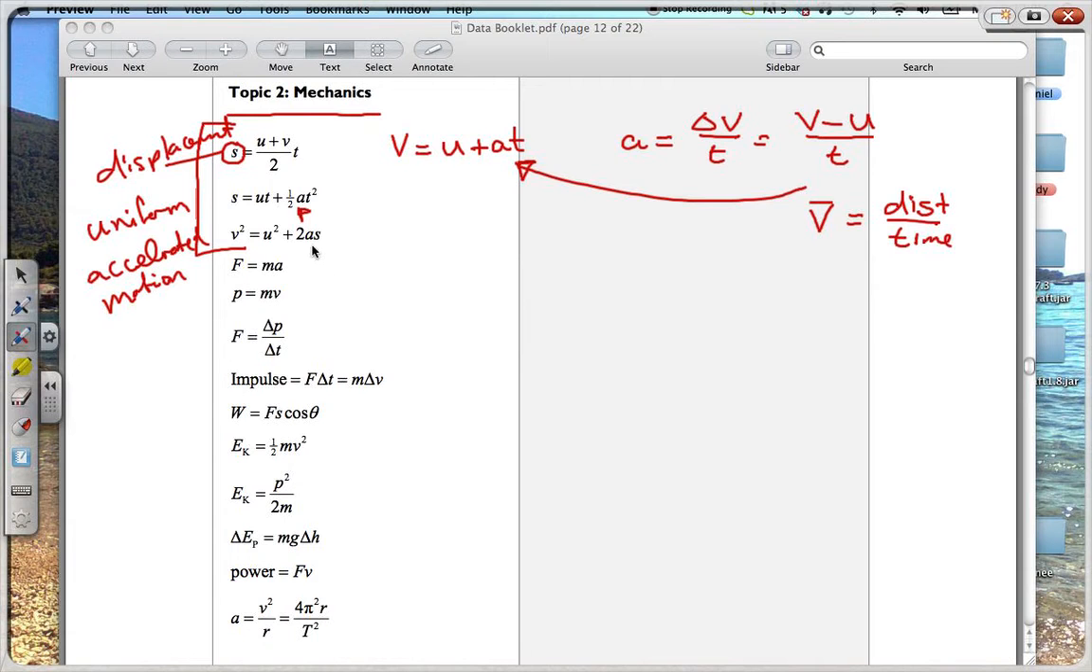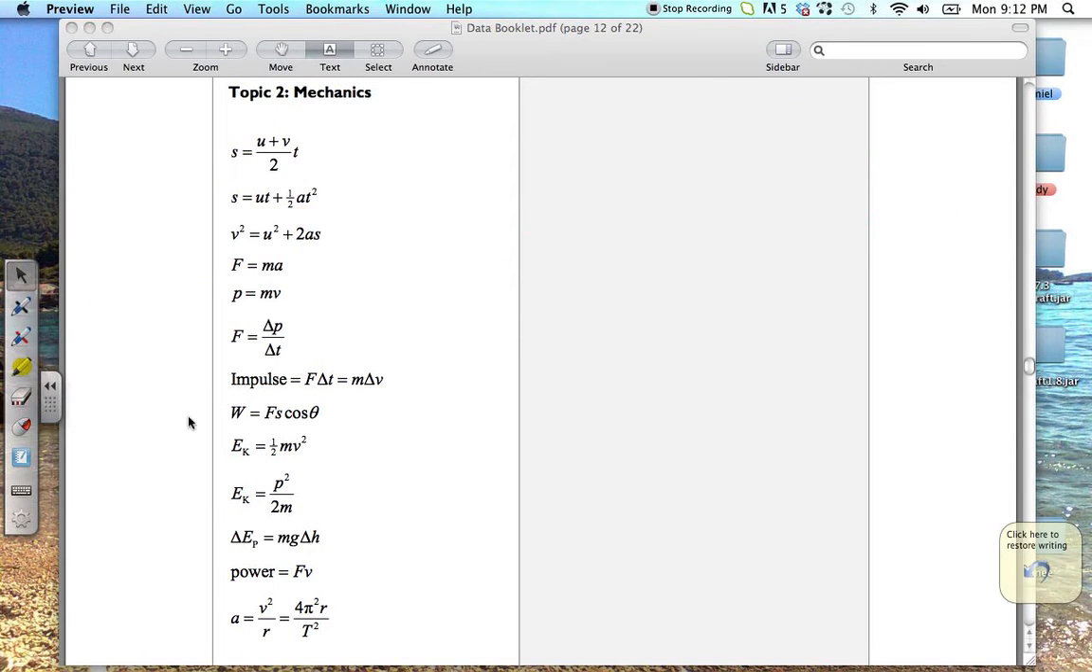Now when we're dealing with free fall, we replace this a in all these formulas with our g, and that, as we know, is about 9.81 meters per second squared. Okay, so those are our first three formulas. Let's move on to our next one.